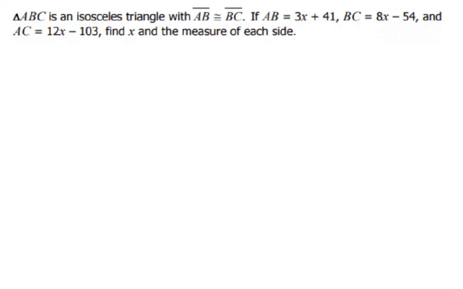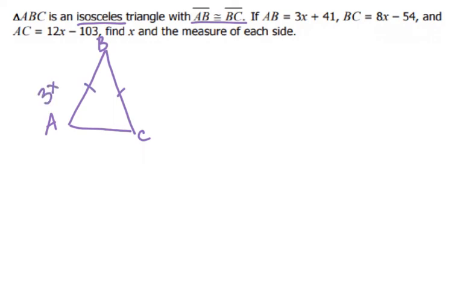1, 2, 3. So if ABC is isosceles, that means 2 sides are equal. And it even tells you which 2 are equal. So these 2 are equal. It tells me that AB equals 3x plus 41. It tells me that BC equals 8x minus 54. And that AC equals 12x minus 103. So this is what your picture should look like, or very similar to.